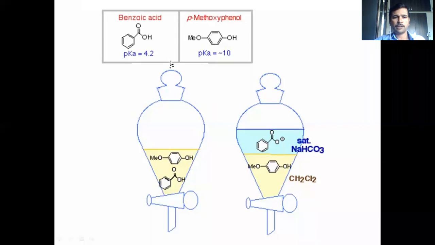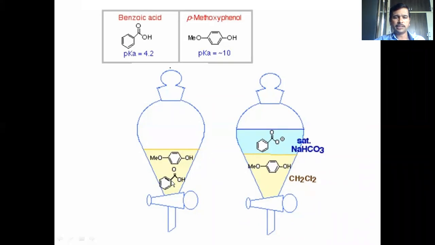The second thing is, because benzoic acid is a stronger acid than paramethoxyphenol, the carboxylic acid of benzoic acid will be made to react with sodium bicarbonate. Sodium bicarbonate is a weak base. So benzoic acid will react with sodium bicarbonate to undergo a neutralization reaction. A simple acid-base reaction takes place. As a result, benzoic acid will be converted into sodium benzoate. Sodium benzoate is easily soluble in water because water is used to prepare the saturated solution of sodium bicarbonate.